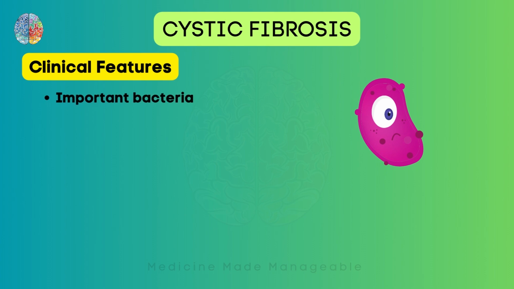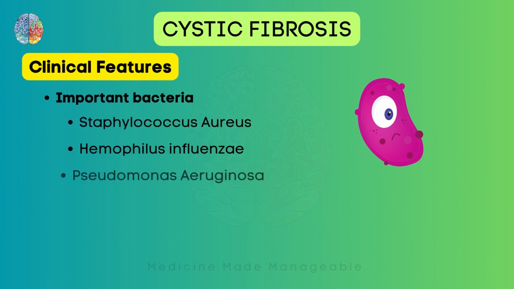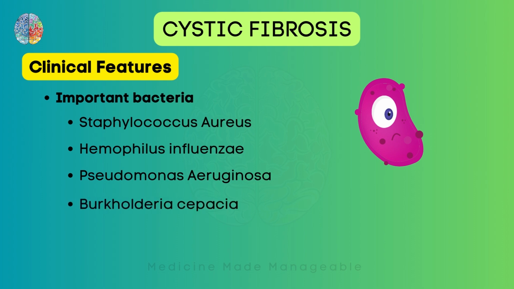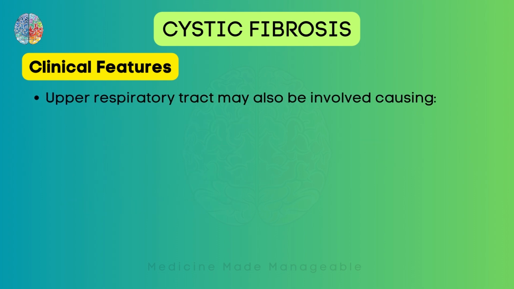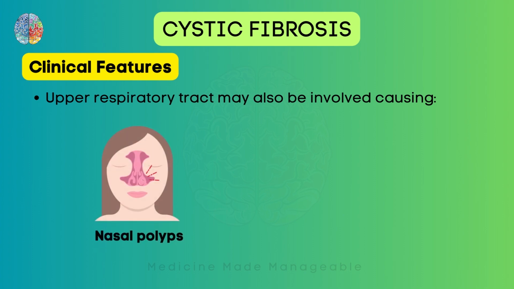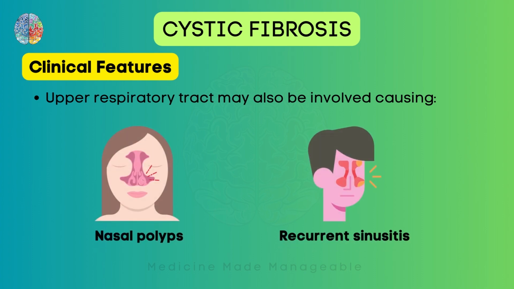Some important bacteria that you have to remember are Staph aureus, Haemophilus influenzae, Pseudomonas aeruginosa, which can actually form a biofilm and can cause very severe infection. And finally, Burkholderia cepacia. The upper respiratory tract can also get involved and cause nasal polyps and recurrent sinusitis.